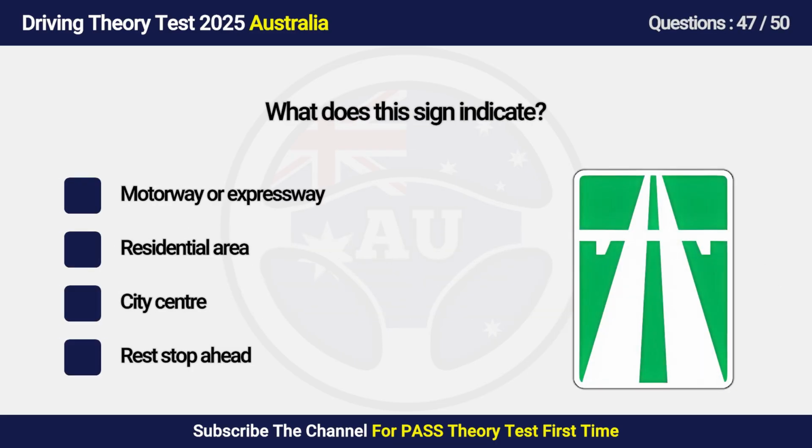Question 47. What does this sign indicate? A. Motorway or expressway. B. Residential area. C. City center. D. Rest stop ahead.